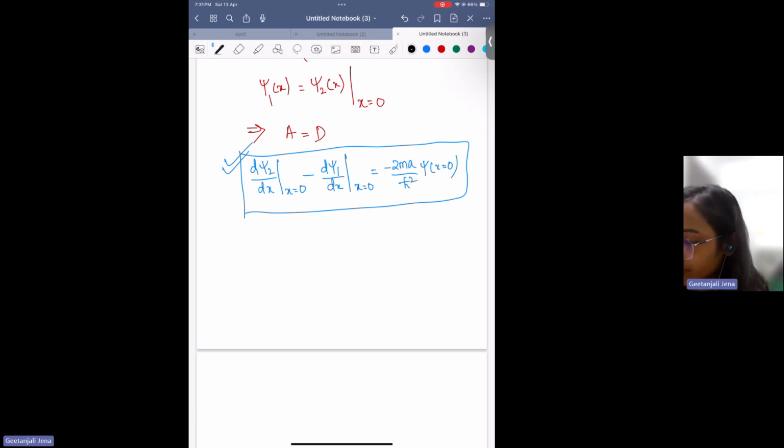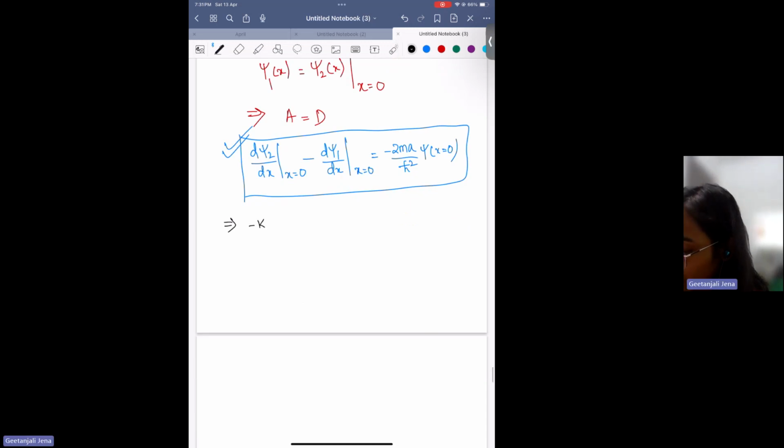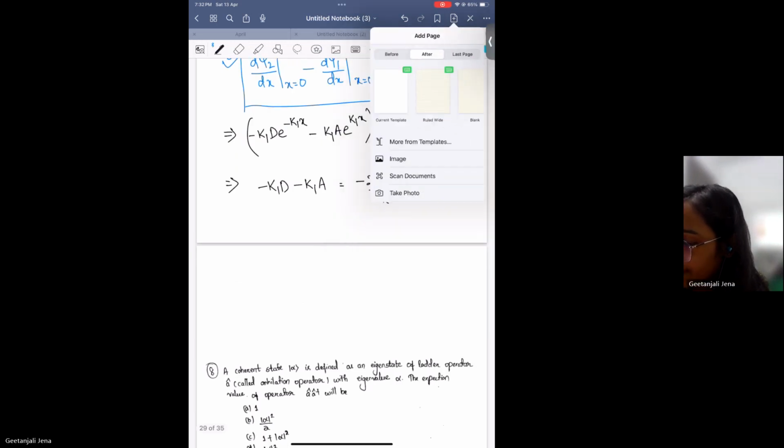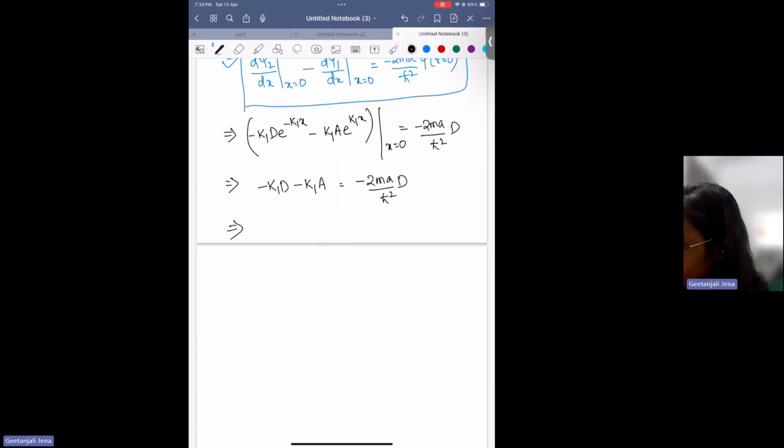So now you have to put the expression for psi 2. D psi 2 by dx would be minus k1 D e to the power minus k1x, minus d psi 1 by dx, which would be k1 A e to the power k1x, and this is at x equal to 0, equal to 2ma by h cut squared psi at x equal to 0, which is nothing but D or A. So now you have to just put x equal to 0. So this is k1 A minus 2ma by h cut squared D, right? And A is D, so that means we will get k1 is ma by h cut squared.